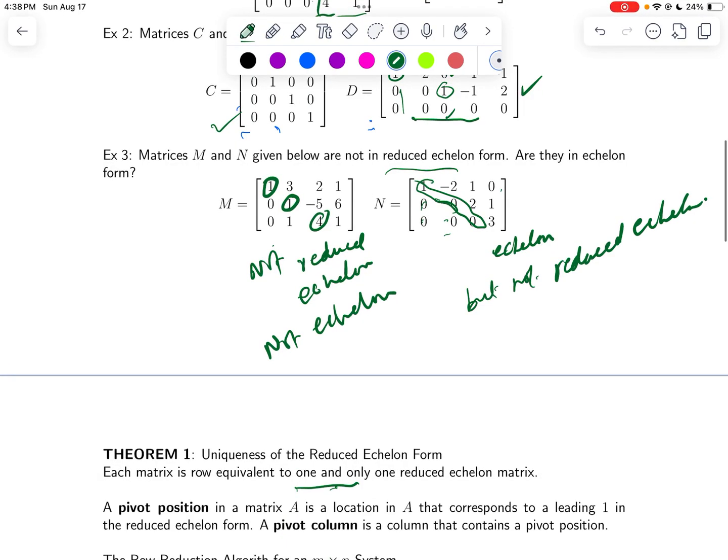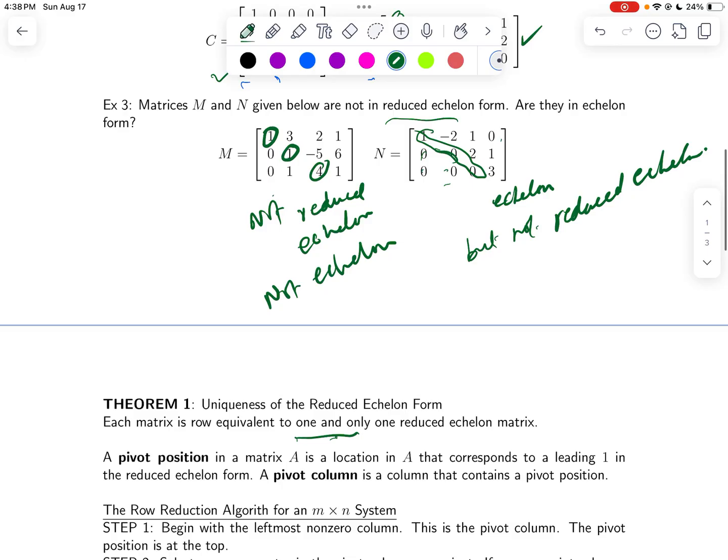So now we have some proper names for things. The leading entries that we were using in these matrices, the leading entries of the rows, those are actually called pivots or pivot positions. So a pivot position in a matrix A is a location in the matrix A that corresponds to a leading 1 in the reduced echelon form. A pivot column is a column that contains a pivot position. Or sometimes we just say pivot. A pivot column is a column that contains a pivot or pivot position.